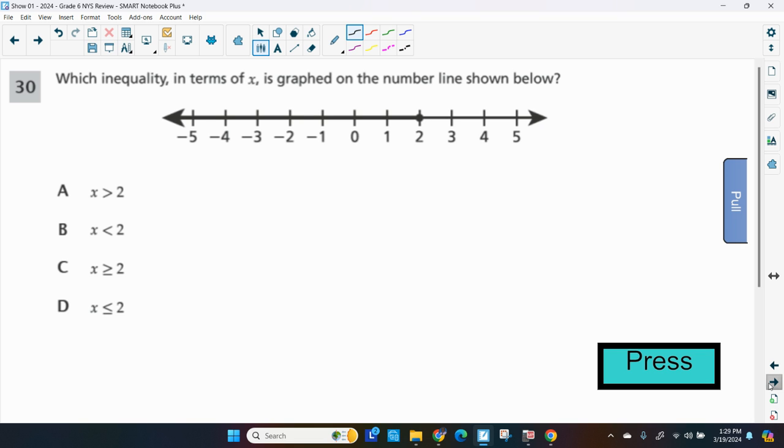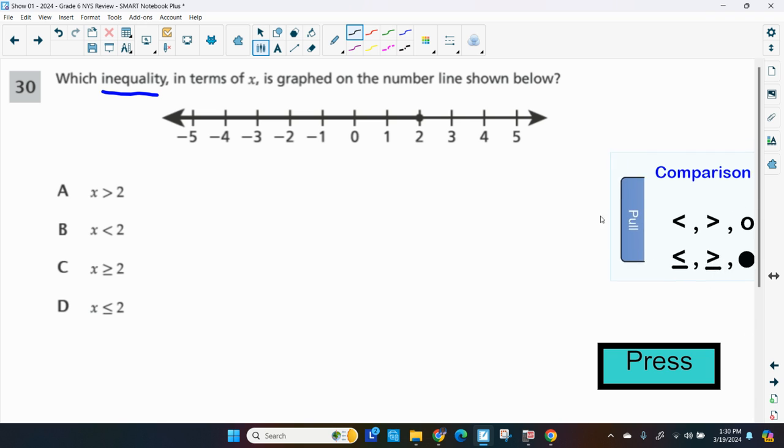All right, this is number 30. Which inequality, in terms of x, is graphed on the number line shown below? So we got an inequality. If you remember, an inequality uses these interesting symbols: greater than, less than, greater than or equal to, less than or equal to. But there are other symbols that you should know. And let me pull this out.